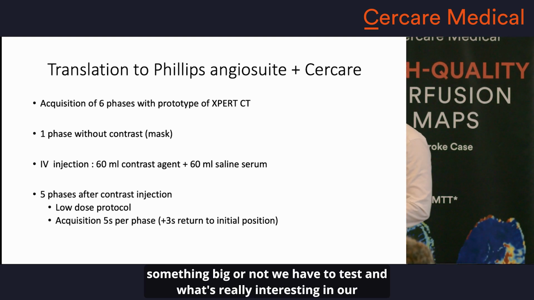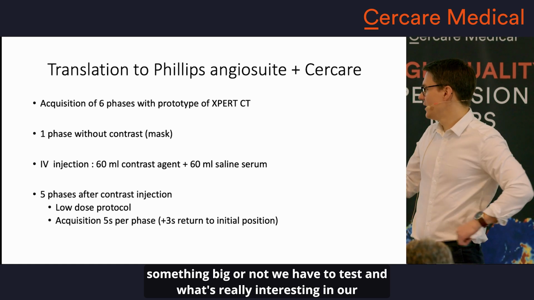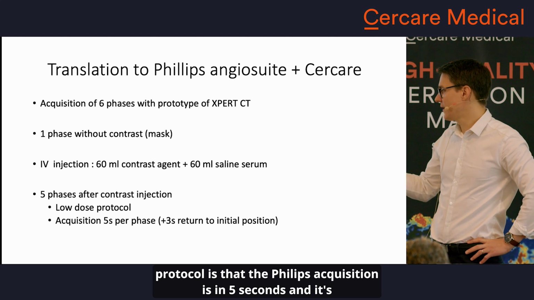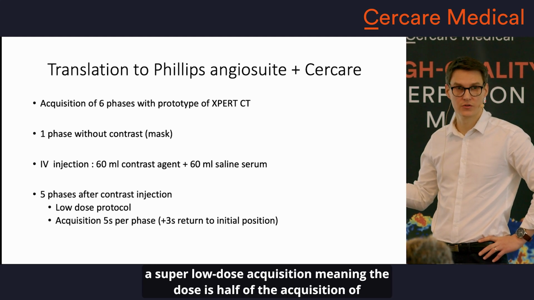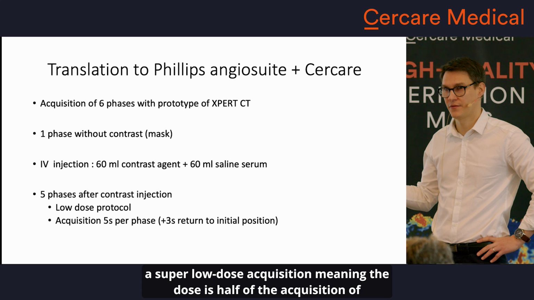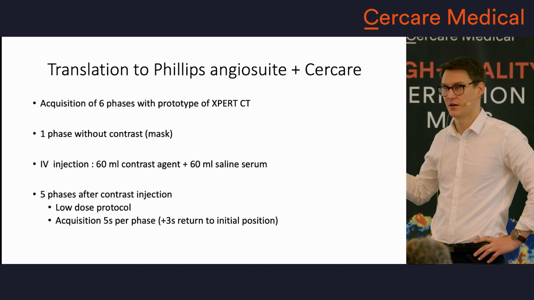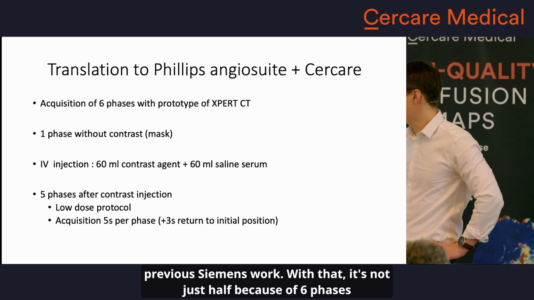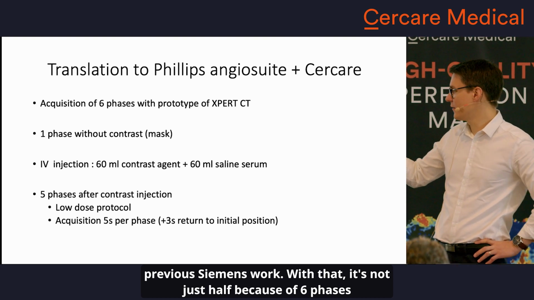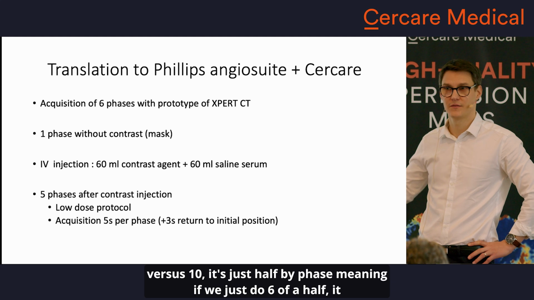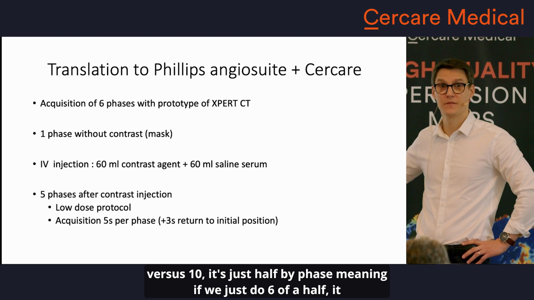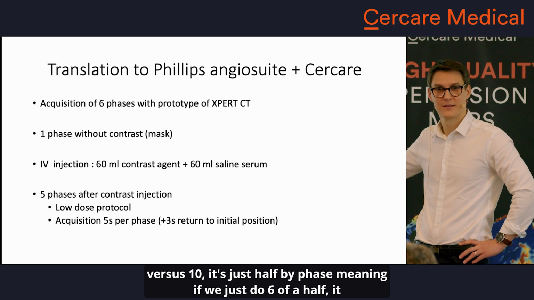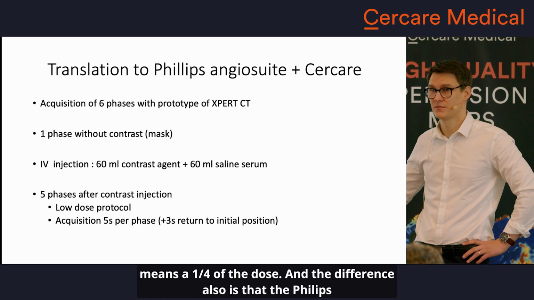We have to test. And what's really interesting in our protocol is that the Philips acquisition is in 5 seconds, and it's a super low dose acquisition, meaning the dose is half of the acquisition of previous Siemens work. With that, it's not just half because of 6 phases versus 10. It's half per phase, meaning if we do 6 of a half, it means a quarter of the dose.